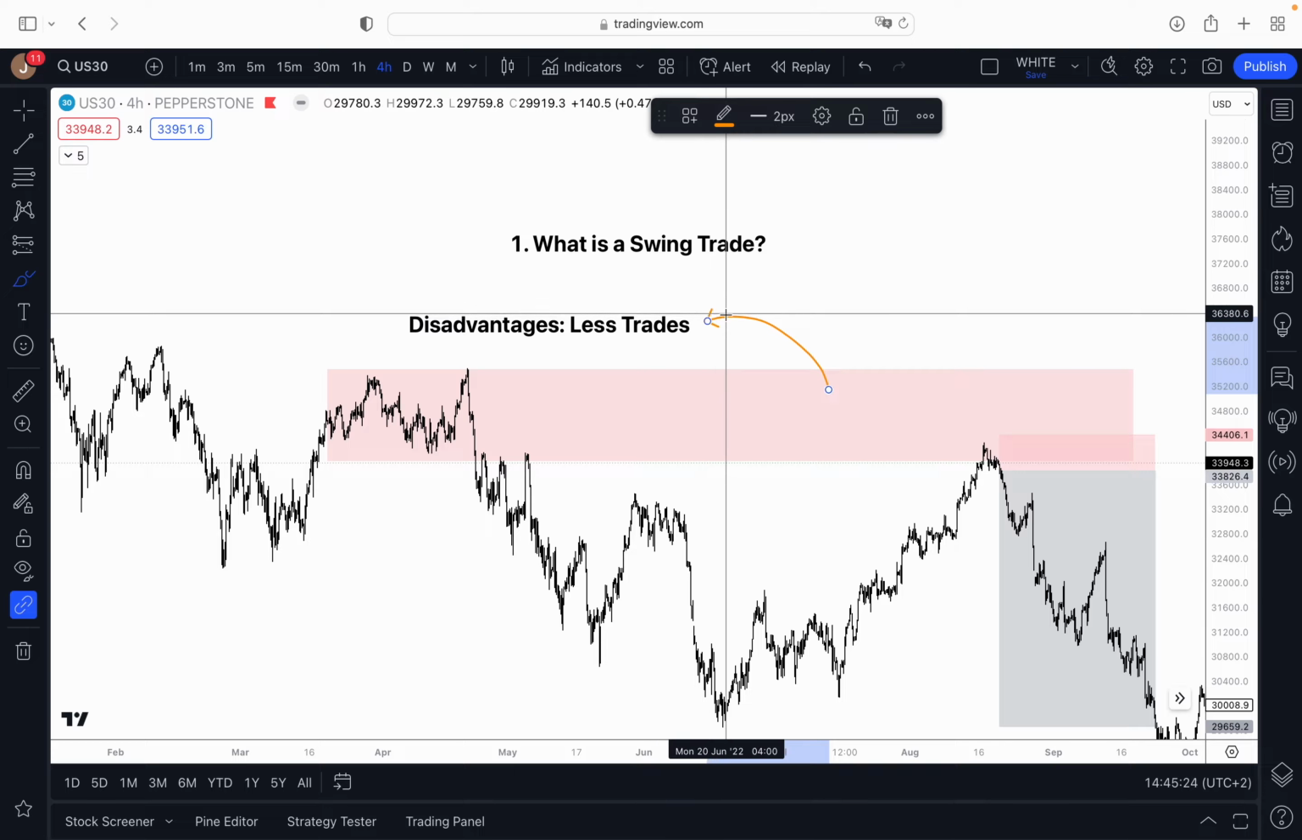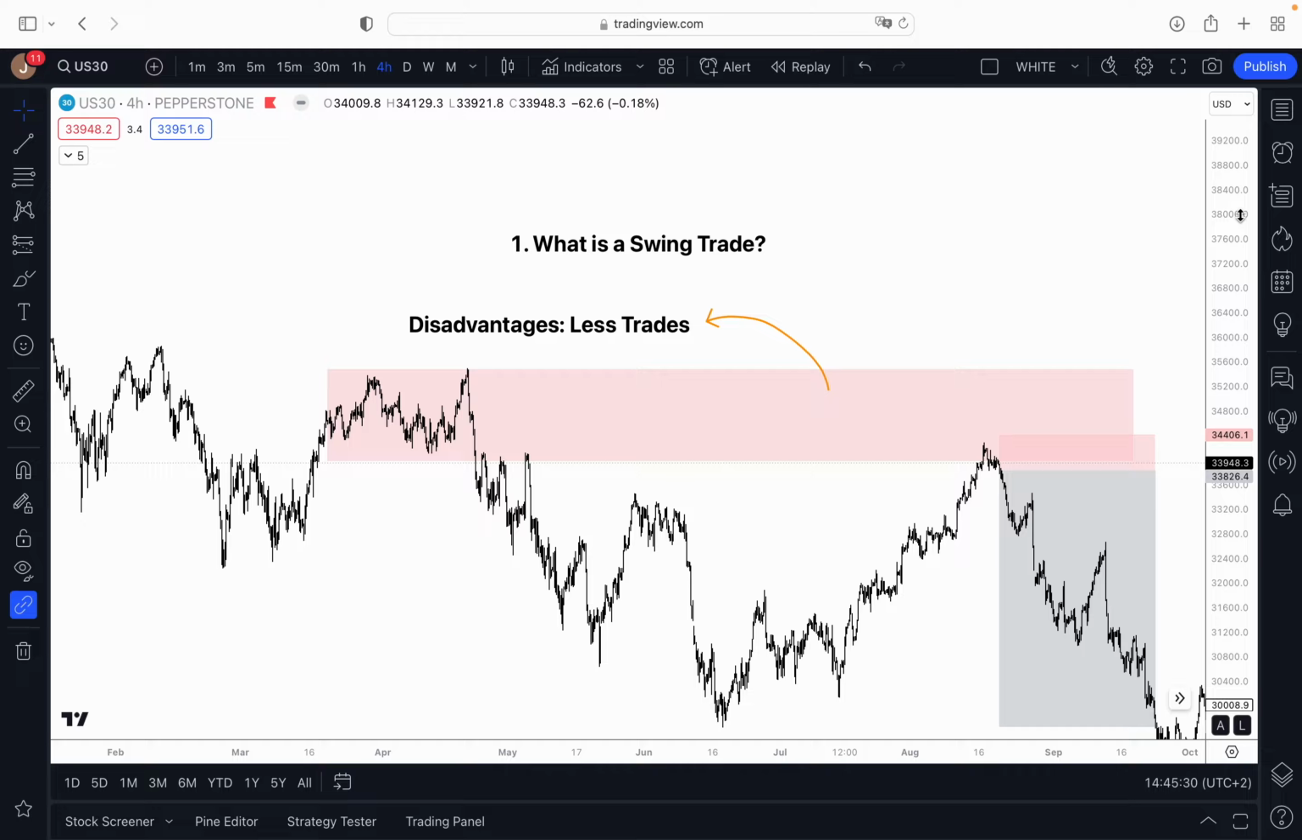The disadvantage will be that you find fewer trades because you search for trades in the higher time frame. You would find more signals on the 5-minute time frame than on the daily time frame because the market takes longer to evolve and build structures.